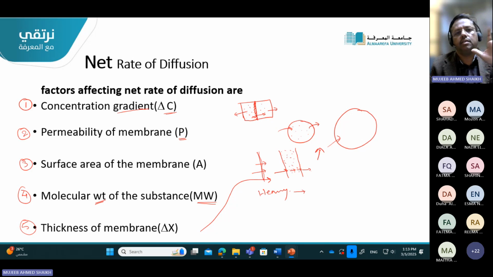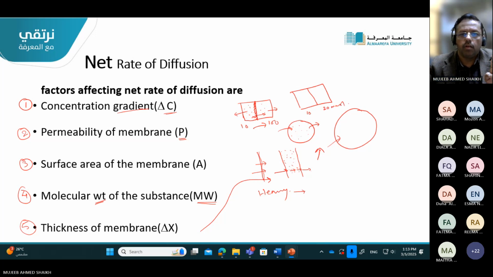What are these five factors? One is concentration gradient. How much is the difference? Suppose at one place it is 10 millimoles and at other place it is 100 millimoles. So there will be some diffusion. If suppose I make another scenario where here is 10 millimole and here is 20 millimoles. Now, if you see the difference here, 100 minus 10 is 90 millimoles. Okay. And here 20 minus 10 is 10 millimole.